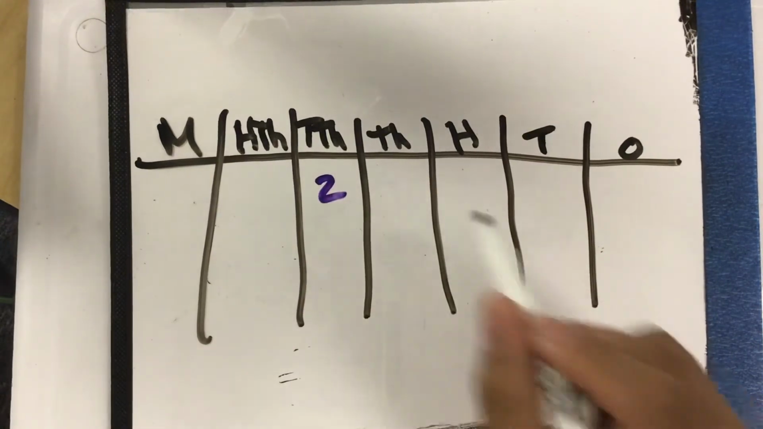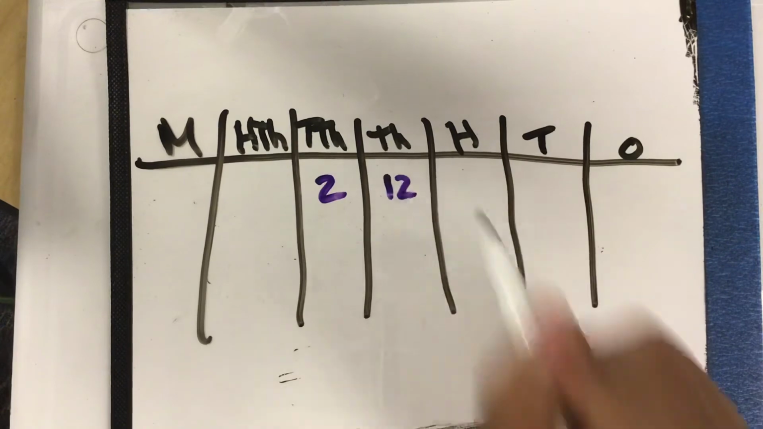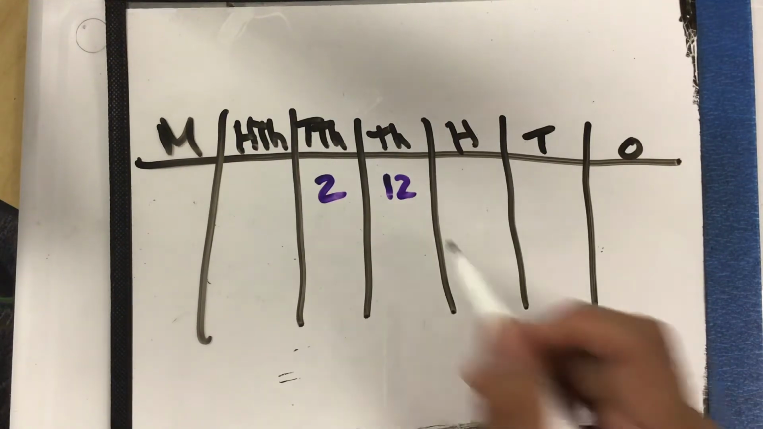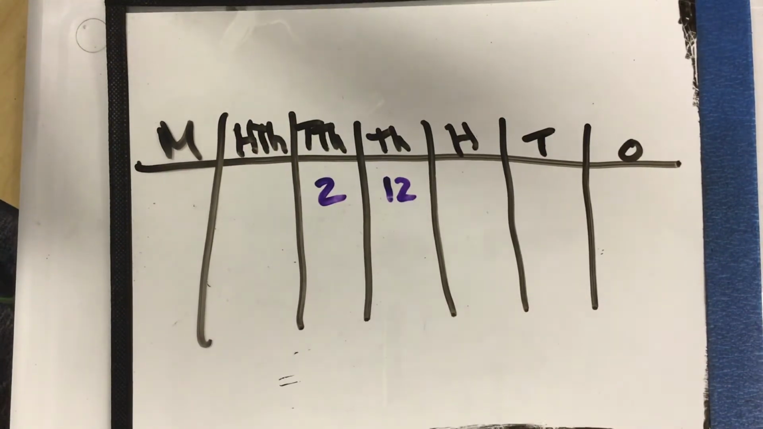Okay? So let's say our problem tells us that we have 2 10,000s and 12 thousands. What do we do here? I want you to pause the video and think, what do I do since I have more than 10 thousands right over here? Pause, take some time to think, and then come back, okay?